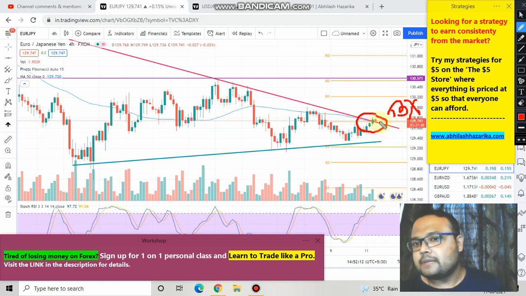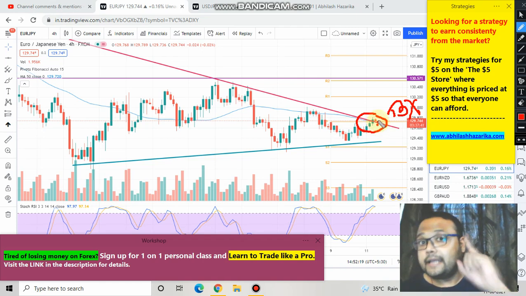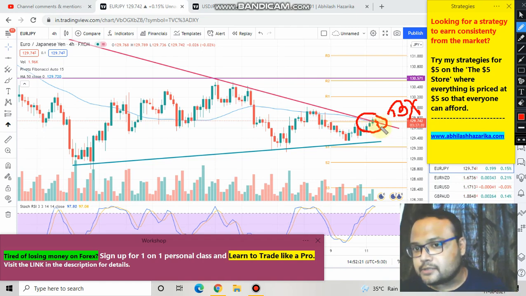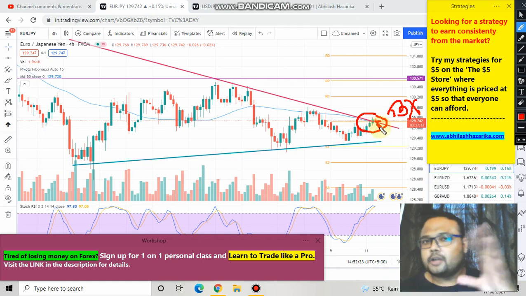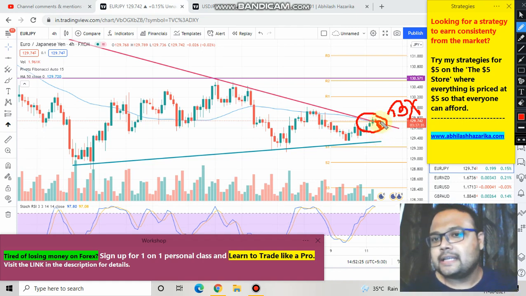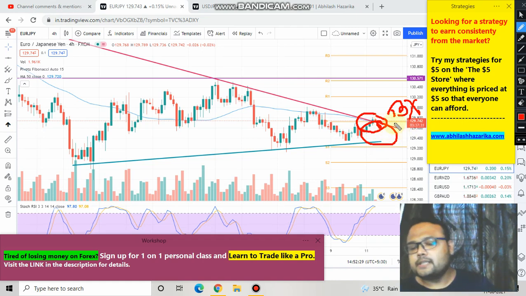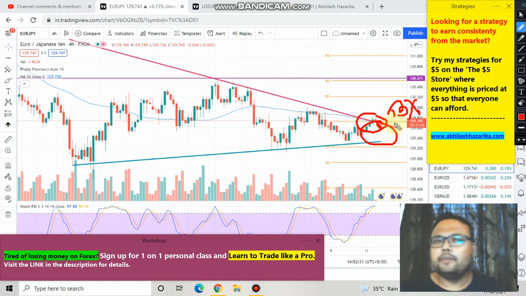In case the market comes down, let's assume that the market fails and comes down, then you can short the market. But do not expect much profit, because you can see that there is not much space here. It will be just a quick profit. So you can short the market here, one opportunity.